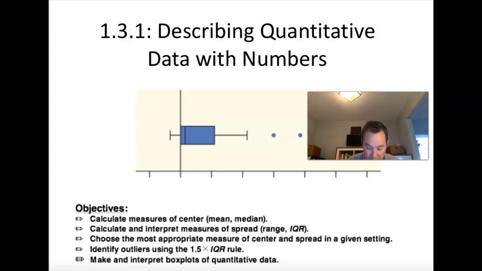So we're going to calculate measures of center, namely the mean and median. Calculate and interpret measures of spread, the range and the IQR. Choose the most appropriate measure of center and spread in a given setting, and identify outliers using the 1.5 IQR rule. Finally, we'll make and interpret box plots of quantitative data.